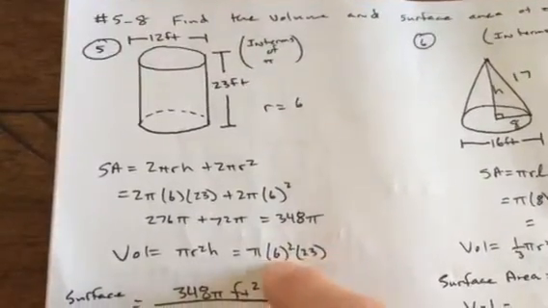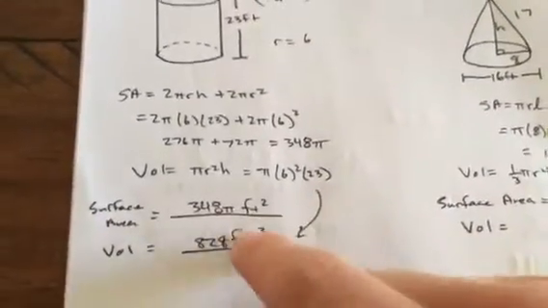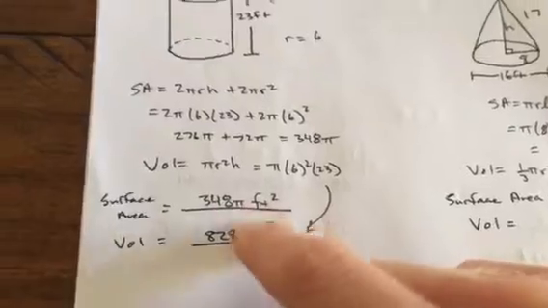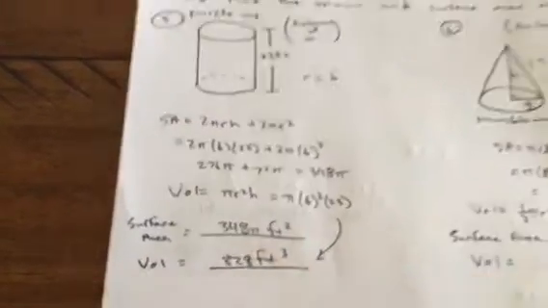Volume is pi radius squared times the height. So do 36, which is 6 squared, times 23. That's your volume, and it needs a pi. I forgot a pi. That should have a pi attached to it.